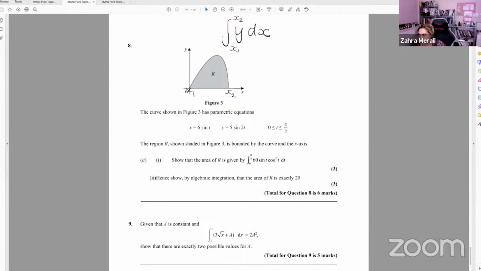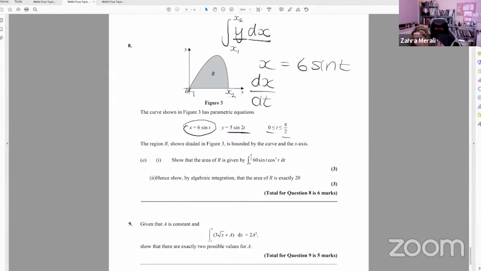If we want to work out what it is, well, they've given us our range, so that's going to be pi over 2 and 0. We know what y is, so we can replace that, but we don't know what dx is. In order to do that, we need to differentiate the x. So x equals 6 sine t.